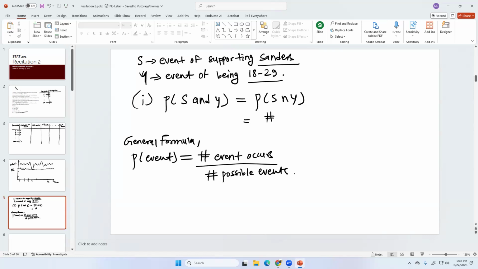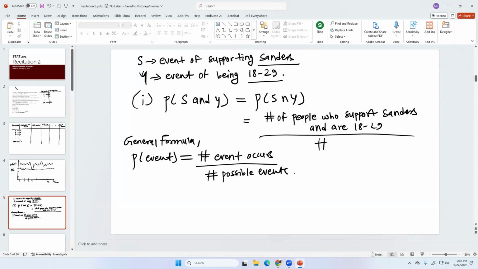So the number of people who support Sanders and are 18 to 29 divided by the total number of people. Right? The probability of any event is the number of times that event occurs divided by the total possible events. And we are using that same general formula here.